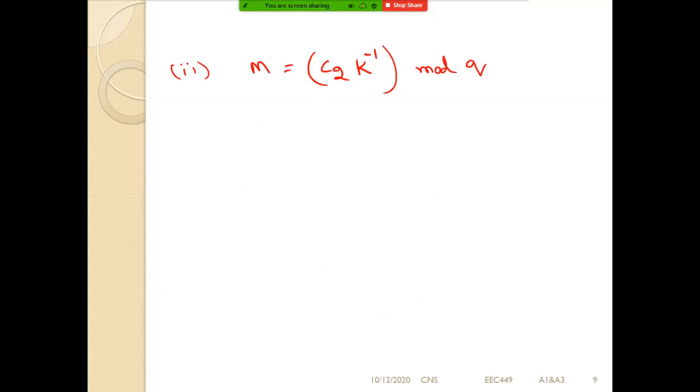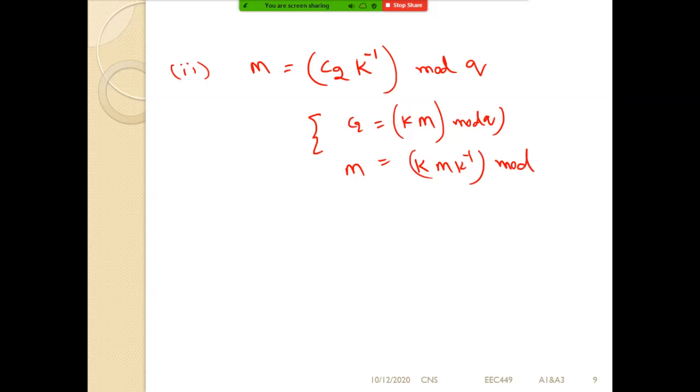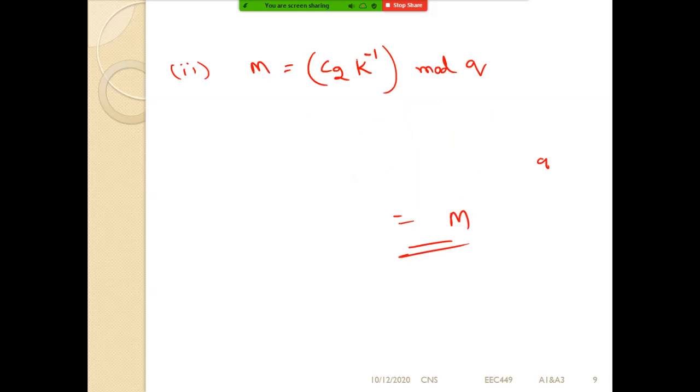So again, there is a proof. We know C2 is equal to, it is K M mod Q. Then if I substitute here, M is equal to K M K inverse mod Q. So cancel, we will get M. Okay, so not required, just a proof. So this is how the user A is recovering the original plain text. That is the final step.